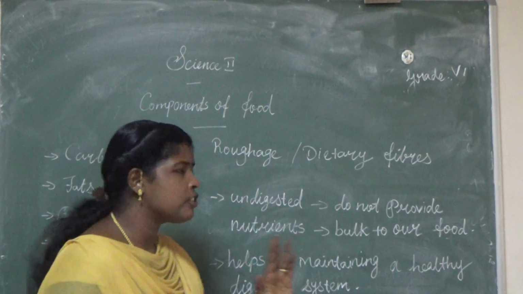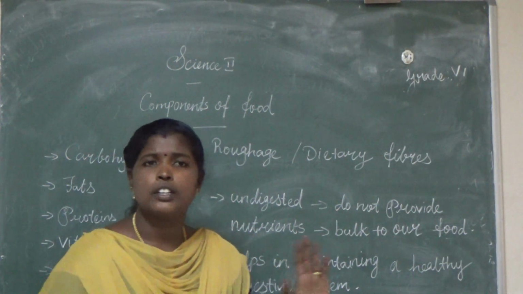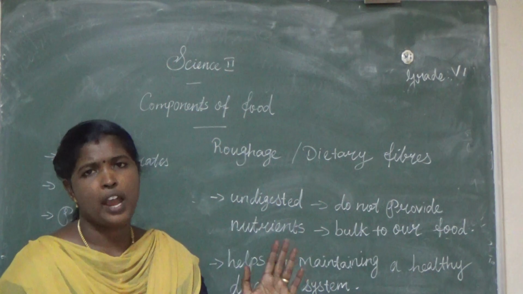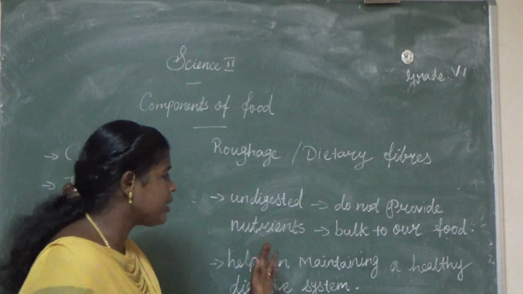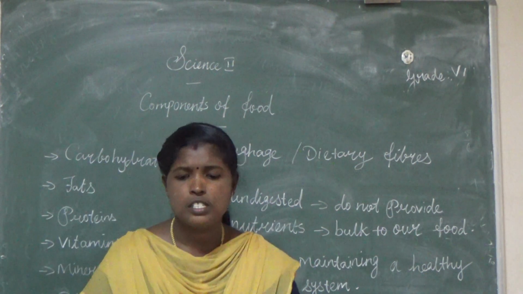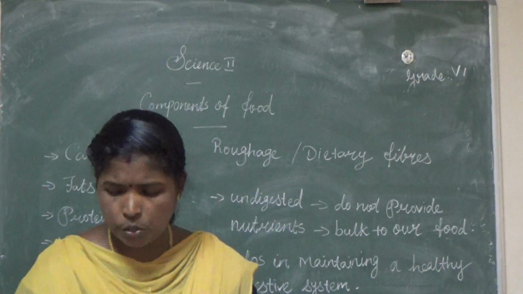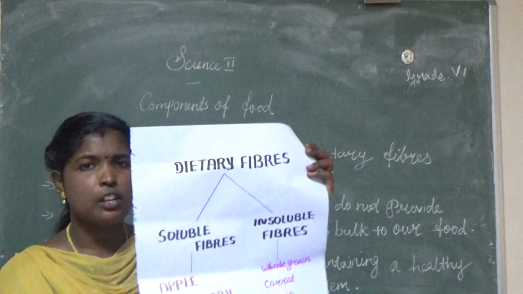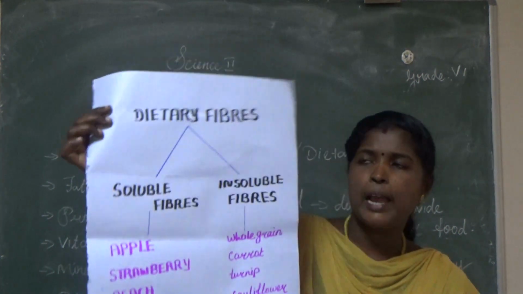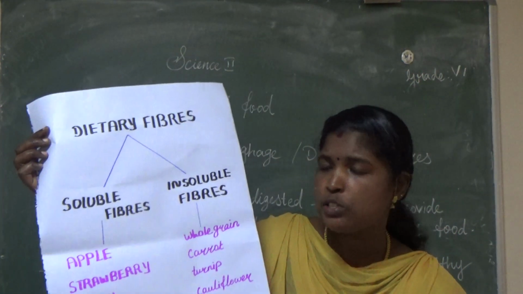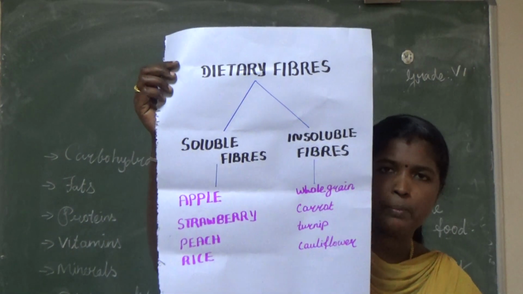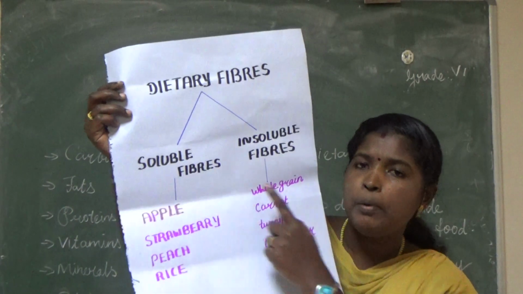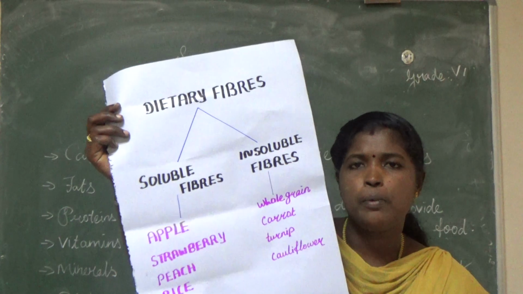Dietary fibers help in maintaining a healthy digestive system. There are two types of roughage or dietary fibers. What are the types of dietary fibers? Soluble fibers and insoluble fibers.